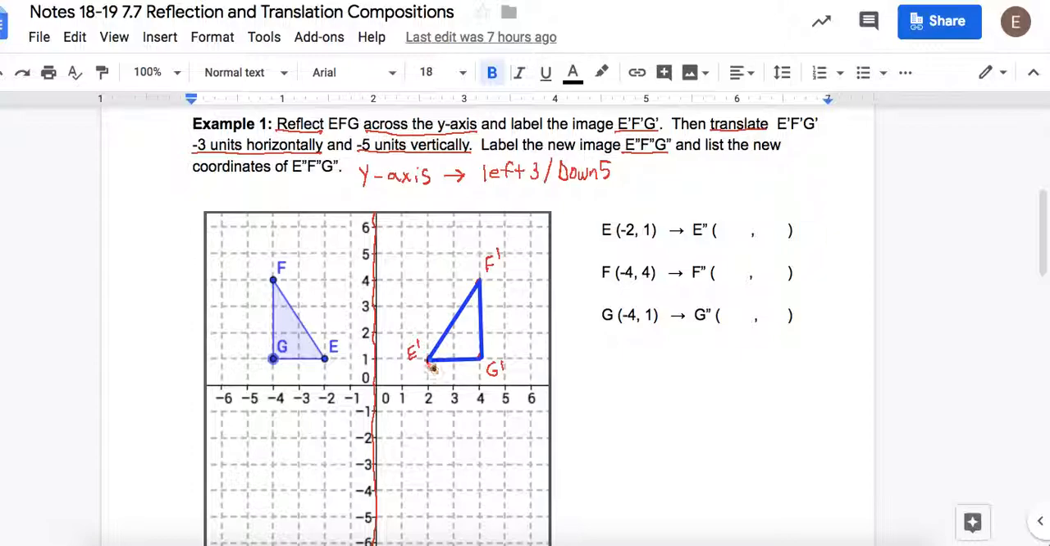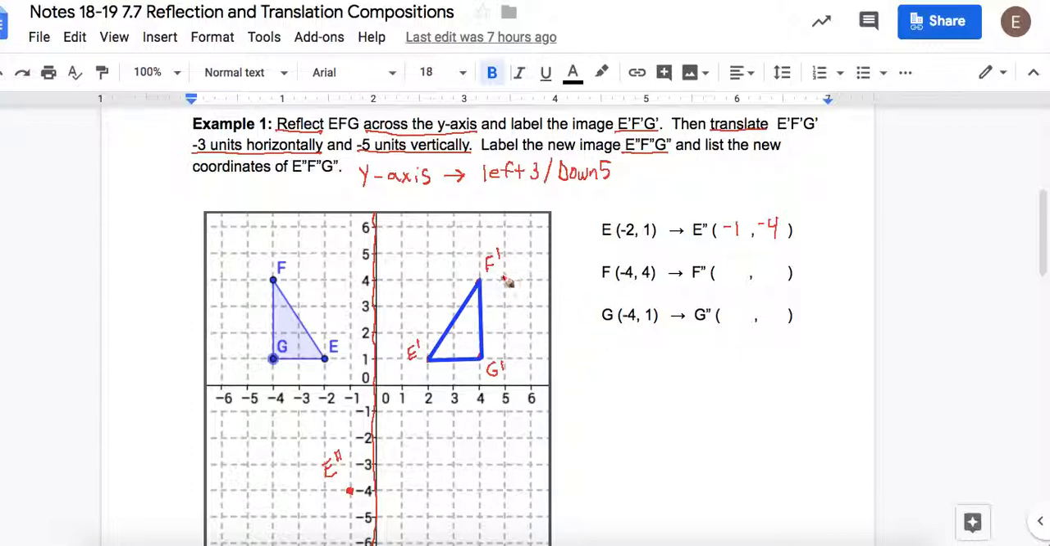We're going to go left 3, 1, 2, 3. And then we're going to go down 5. 1, 2, 3, 4, 5. And we're going to call that E double prime. And now let's look at the coordinates. Remember X and Y, so -1, -4.